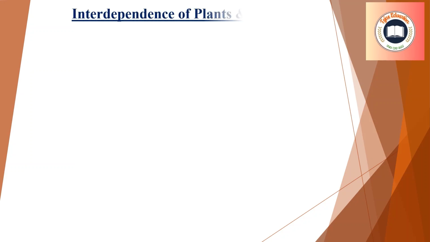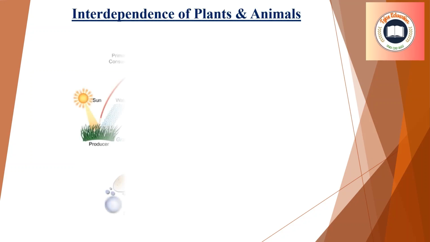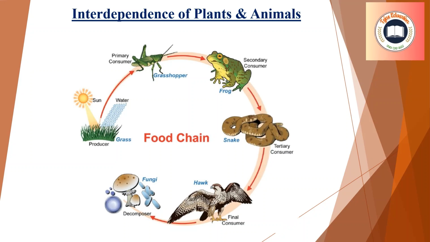Interdependence of plants and animals. We know that plants and animals depend on each other for their survival. Plants produce their own food by the process of photosynthesis and give out oxygen in this process. The oxygen given out by plants is necessary for human beings and animals to survive. Animals also depend on plants for food.